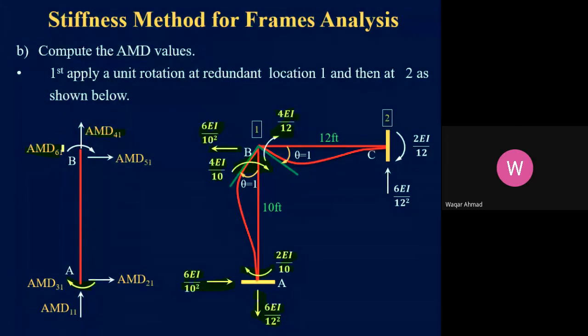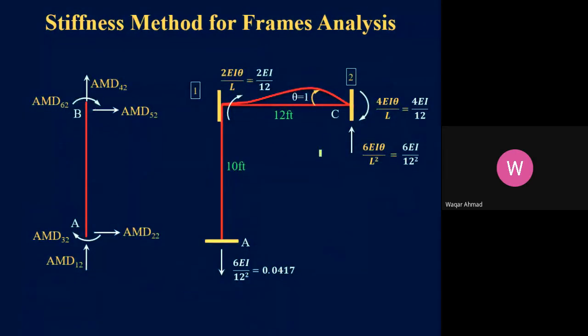Now in the next step, I'm going to apply a unit displacement at coordinate number 2. And the values now, you can see that your AMD1 location is the same, AMD2 is the same, AMD3 is the same as on the previous slide. The only change here is this second subscript, which is now 2. Why is it 2 with each of these AMD values? Because now our unit displacement is acting at coordinate number 2.